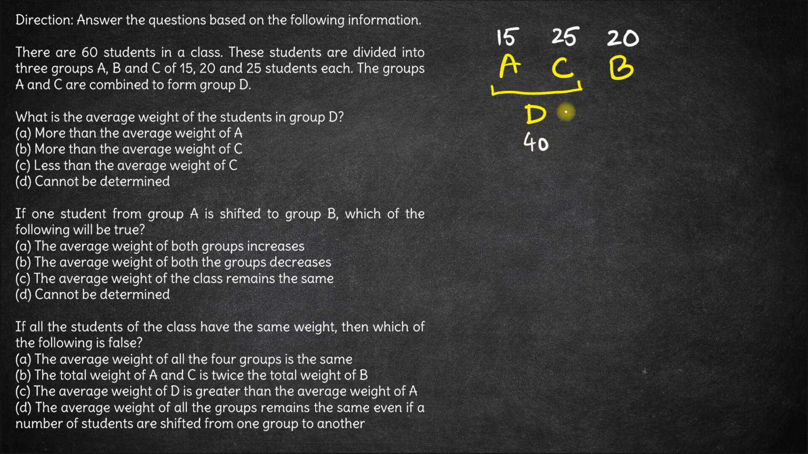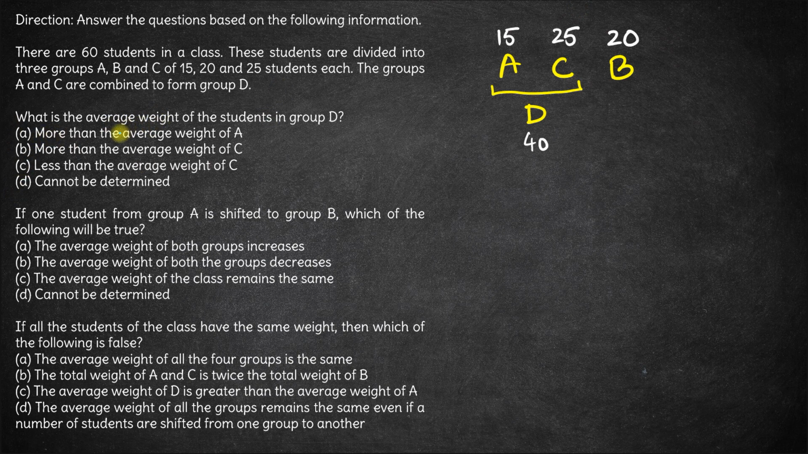So effectively you now have two groups, group D and group B, of 40 and 20 students, and we have a total of 60 students. Now let us look at the questions. First question in this set is, what is the average weight of students in group D? We know the number of students in each of these groups A, B, C and D, but nothing is mentioned about the average of each of these groups. So let us look at the options.